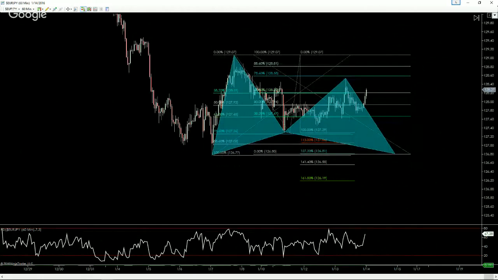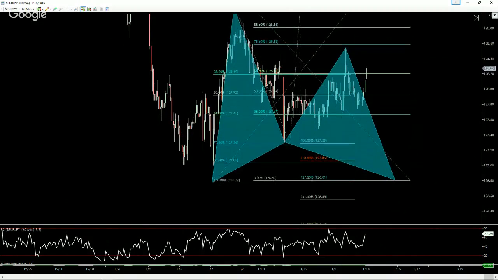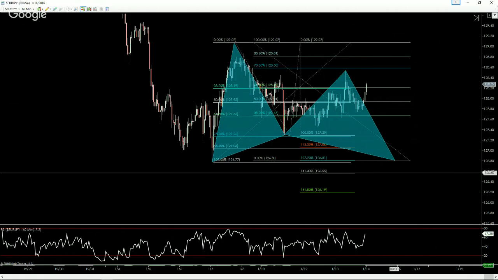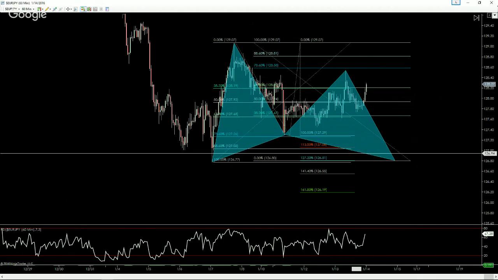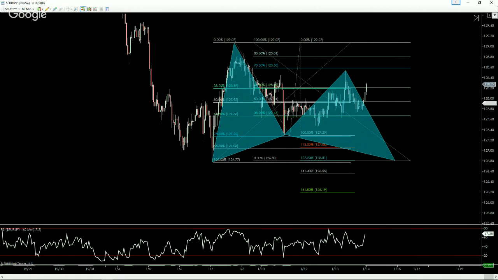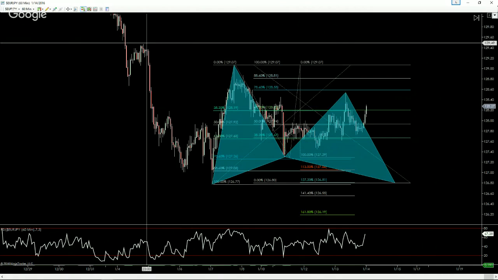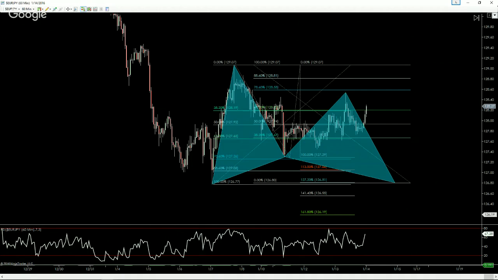But just be careful. On the 240, that pennant pattern is more of a bearish pattern, looking for opportunities for the markets to go lower. This is a bullish Gartley pattern, so those are two opposite signals. And since I don't trade the pennant patterns, I'll be taking this.